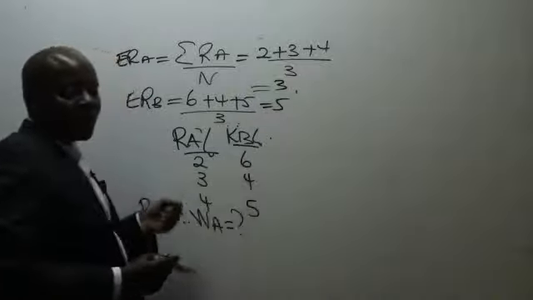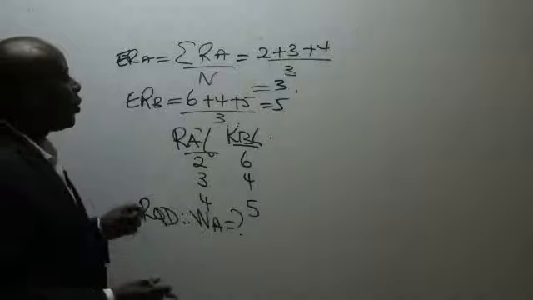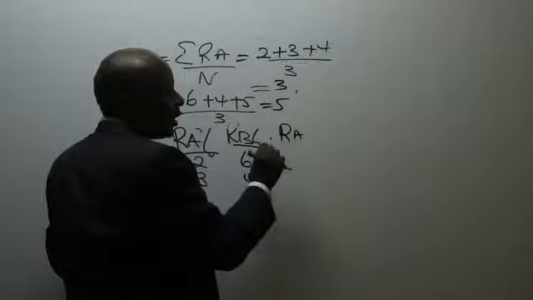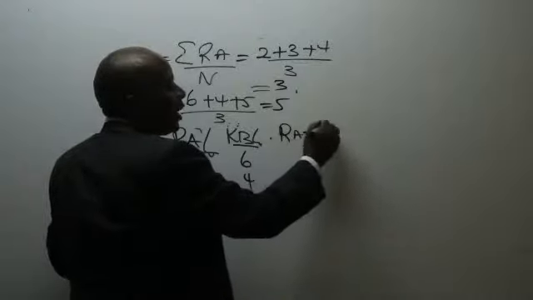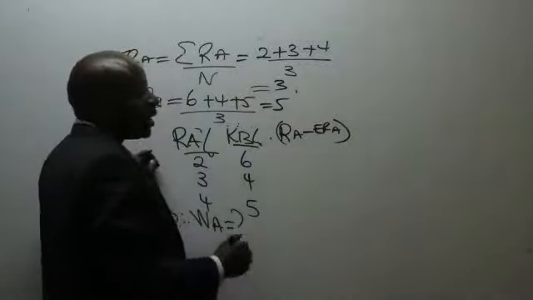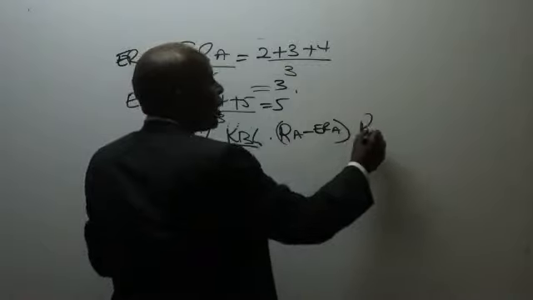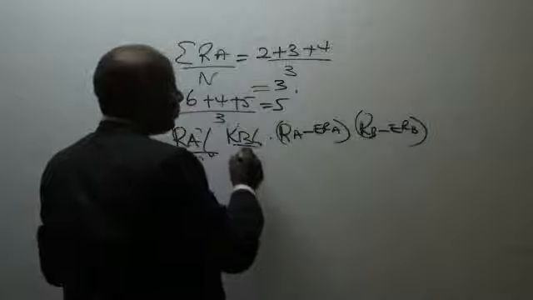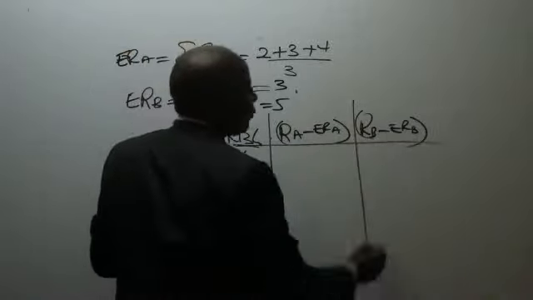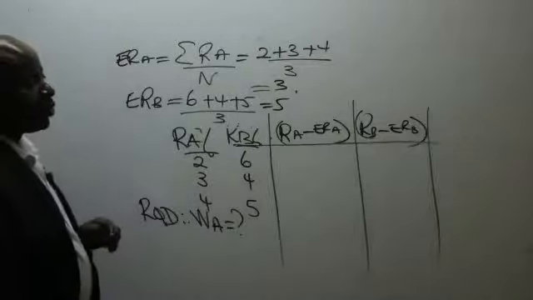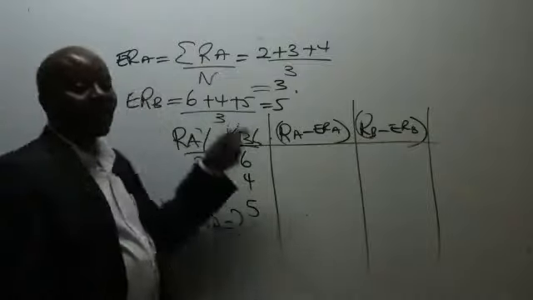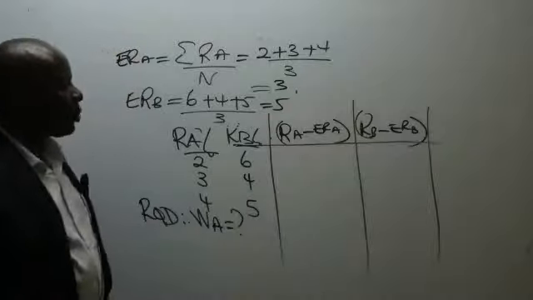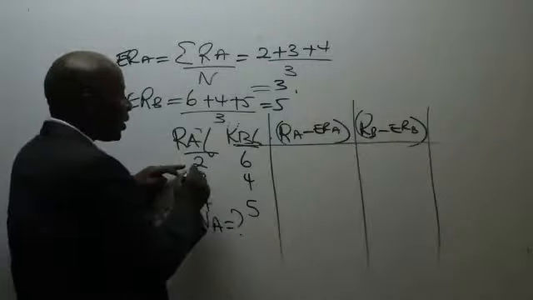So if I'm the one doing this, given the exposure that I've given you, I'll create the deviations column. I'll get the deviation of A from the expected return of A, and then the deviation of B, which is RB minus ERB. Those deviations are very important for my calculations, because covariance and standard deviations are all measures of the spread.